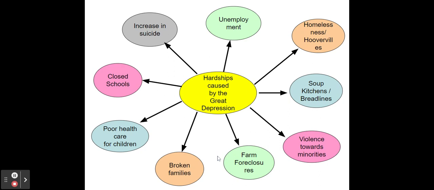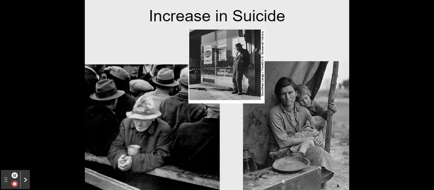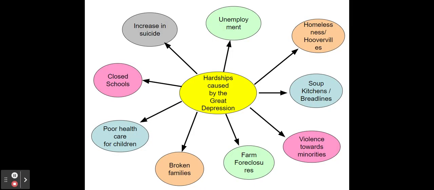And when people get demoralized and they don't see a way out, like I said, there's a lot of cycles here with the Great Depression, and they don't see a way out. Tragically, some people decide to take their lives. So we see an increase in suicide caused by the Great Depression as well. And you can see here in these pictures just this feeling of demoralization from these people suffering during this period of time. Well, those are the main hardships caused by the Great Depression.